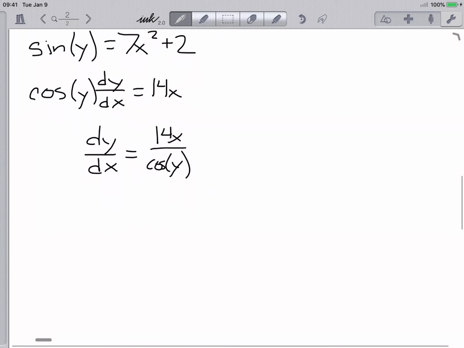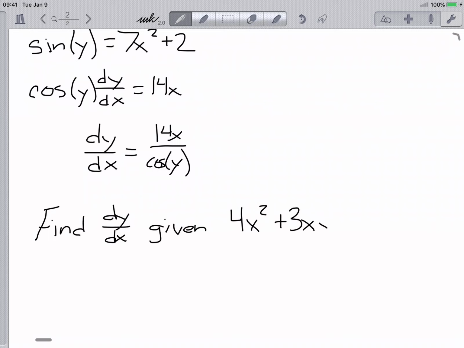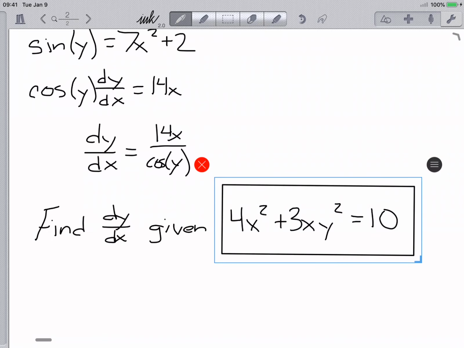So, I have for you some homework to have prepared for the next class. I want you to find dy/dx given 4x squared plus 3x y squared equals 10. So again, this is your homework. Find the derivative of y with respect to x of this equation, 4x squared plus 3xy squared equals 10.